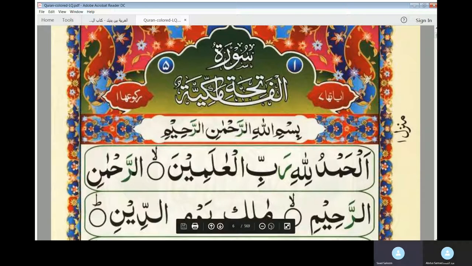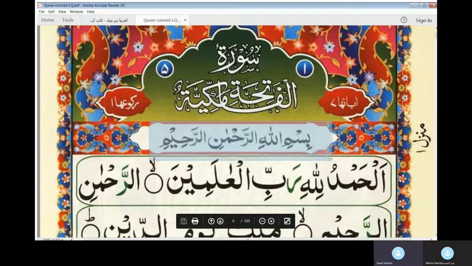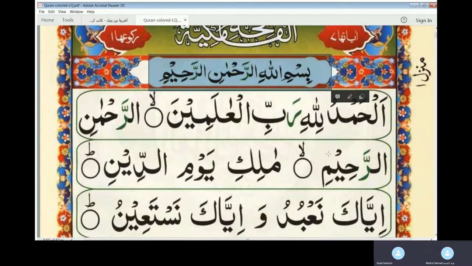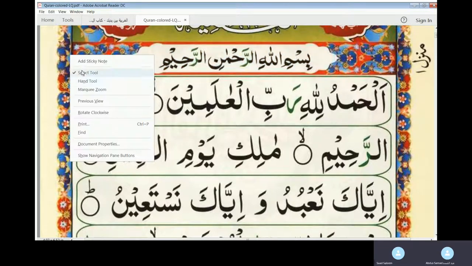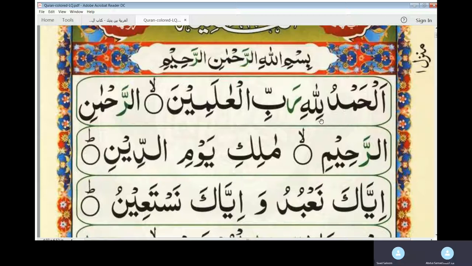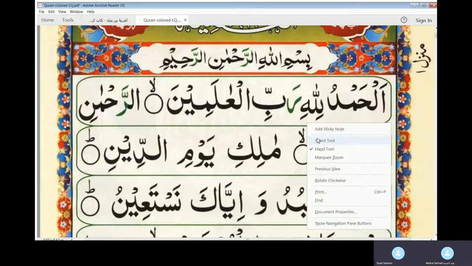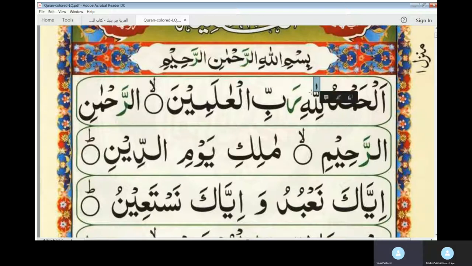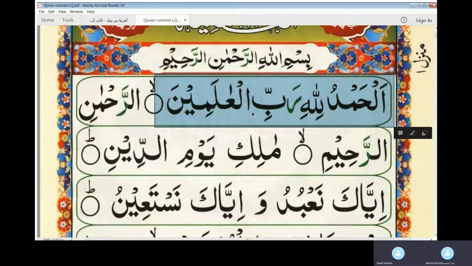So today, inshallah, we'll start Quran also. Start Surah Fatiha. Bismillahirrahmanirrahim. Alhamdulillahi Rabbil Alameen. Alhamdu. About Iraq Fatah, so elongate here. Alhamdulillahi Rahmanir Rahim. Alhamdulillahi Rabbil Alameen.